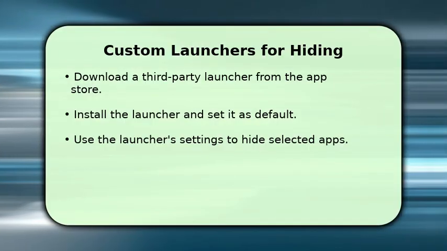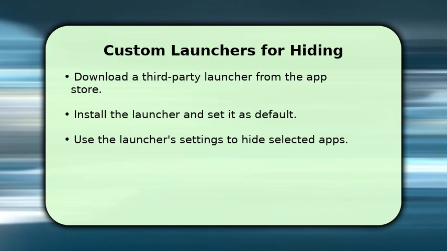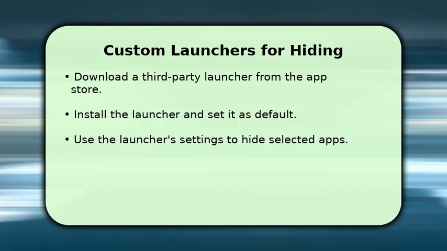For more advanced customization, consider using a third-party launcher. Popular options like Nova Launcher or Microsoft Launcher offer extensive features. After downloading and setting one as your default, navigate to its specific settings. Most launchers provide an option to hide apps directly, giving you greater control over your app visibility and organization.